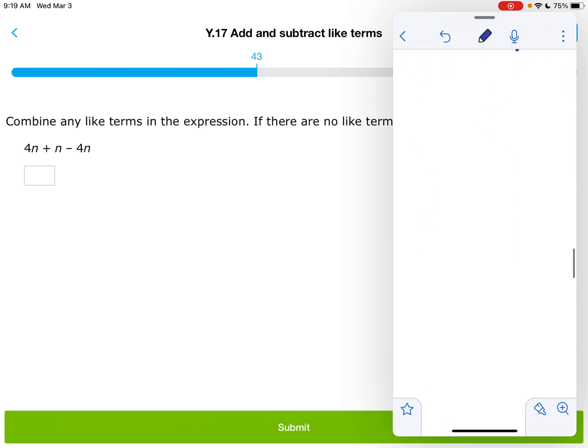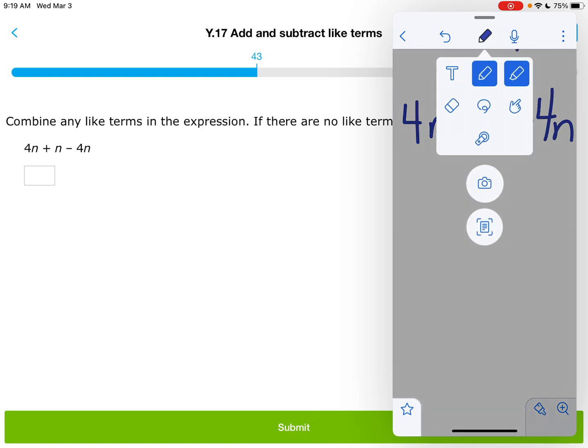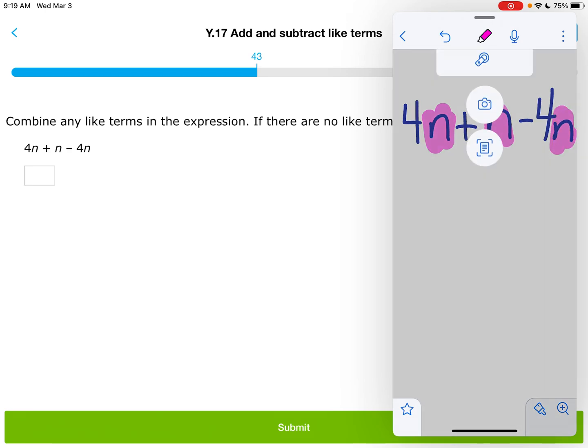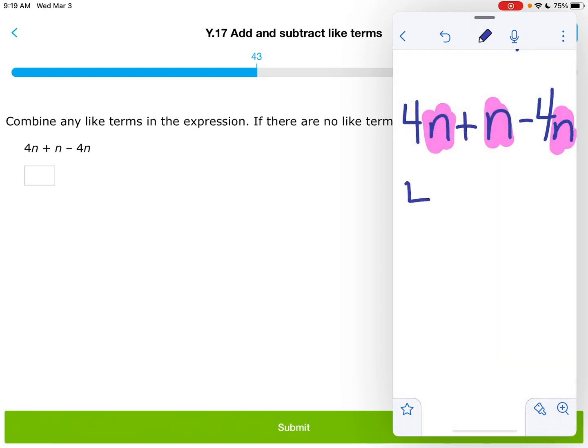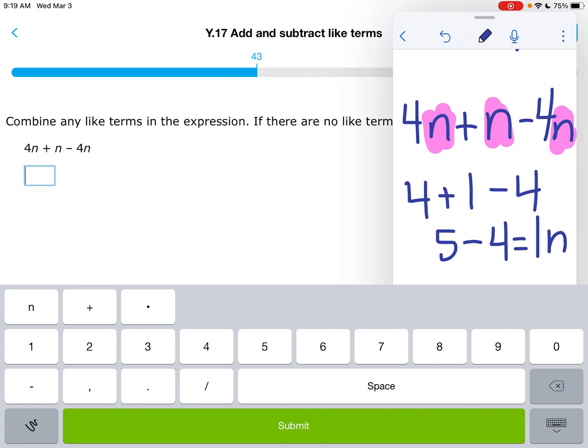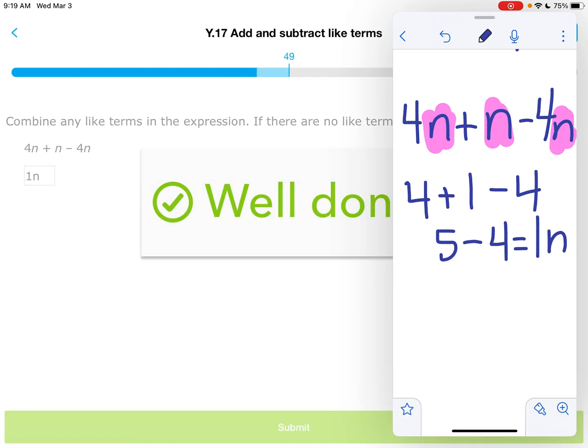Alright, I will do this last one with you. This time we have 4n plus n minus 4n. So again, they all have an n, so we can go ahead and combine them. So we're taking 4 plus 1 minus 4. 4 plus 1 is 5. 5 minus 4 is 1, and then we put our n back on. And remember, 1n is just the same as n. I'm going to see if you could put 1n, if it will still give it to you. Yes.